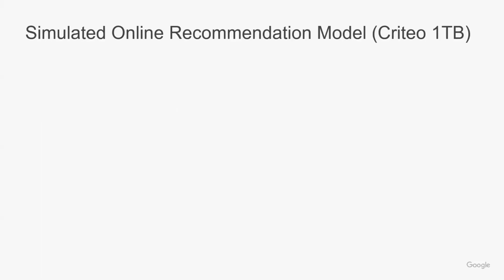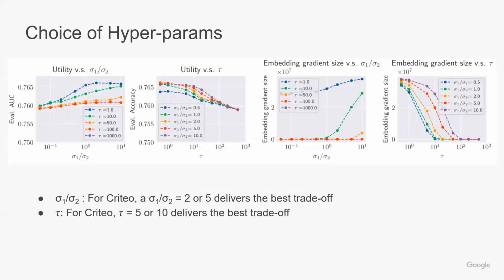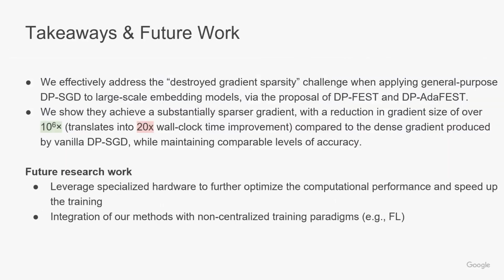Another thing we evaluate on is the online recommendation tests, because they are usually more challenging due to the non-stationarity pattern of the data. We observe a consistent improvement of the combined approach over individual algorithms, which aligns with our previous observation. There are also some suggestions on how to set the hyperparameters, including sigma 1 and sigma 2, and also the thresholding parameter tau, but I'm not going to show more details here. If you are interested, you can just refer to our paper.